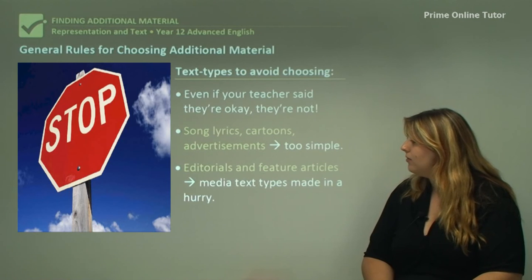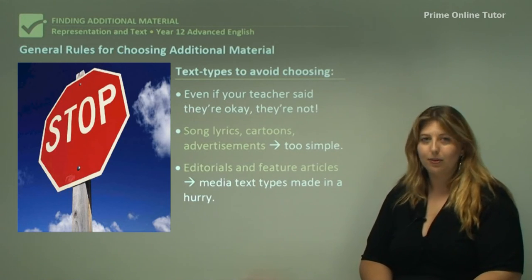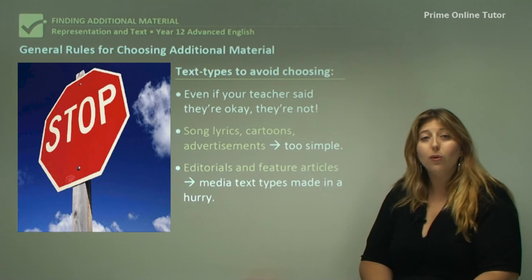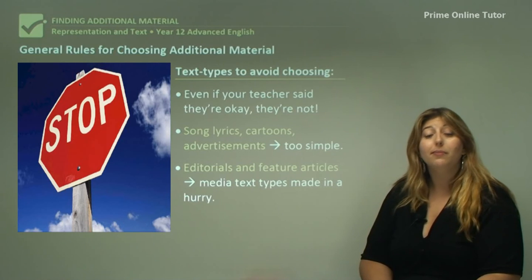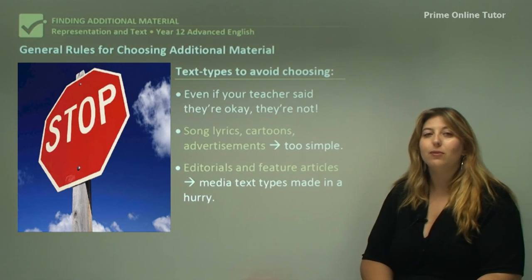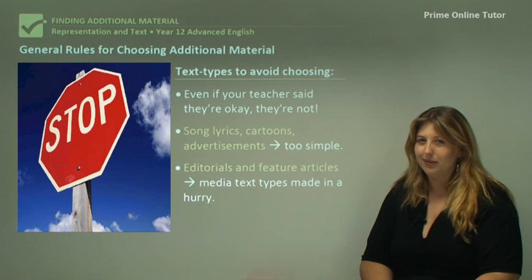Editorials and feature articles are basically media text types that are made in a hurry, so they're not a good idea. If you have a really thoughtful, long piece from the New Yorker, for instance, that took months and months of a person's life to write, that's fine. But if you're thinking about something that was just printed in the newspaper in the Sunday Telegraph, that's probably not so great.